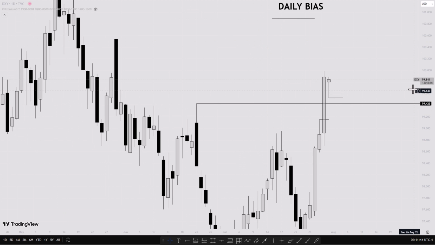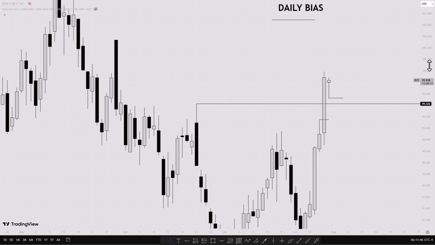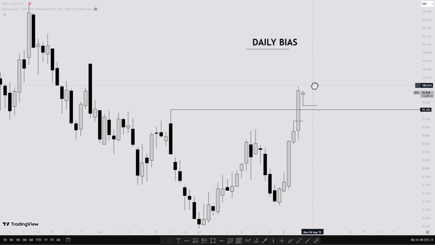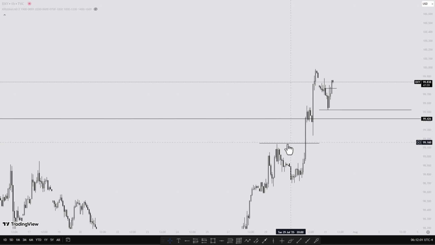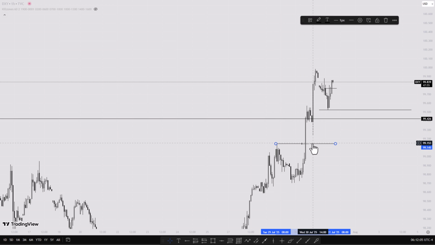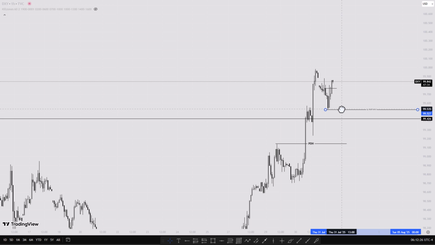What do you need to do after looking at the daily time frame? The next thing you're going to do is to go to the 1 hour time frame. Here is the previous day high. Let's put previous day high. This is the previous day high, and this is the current day low.